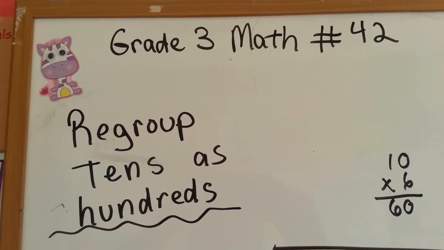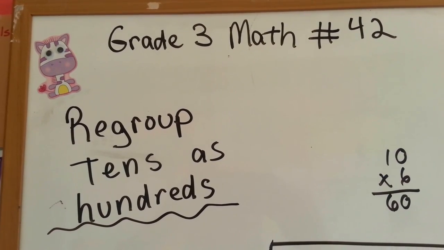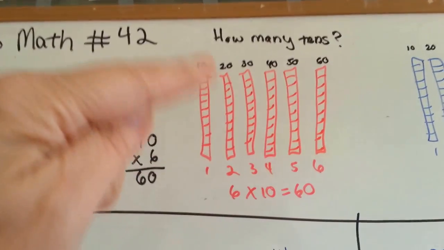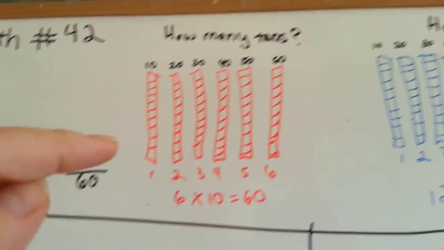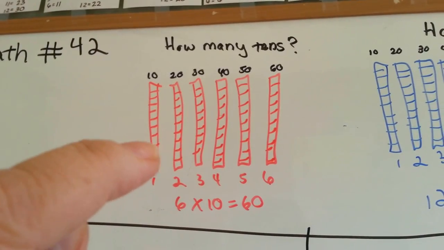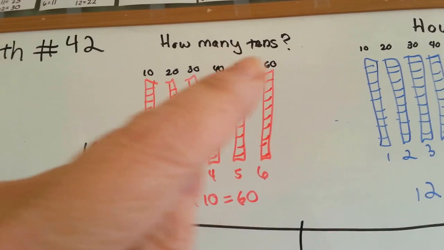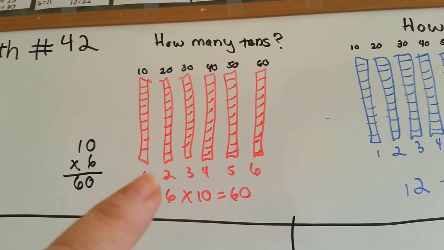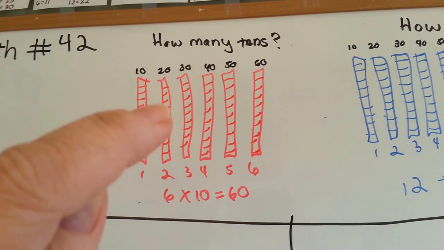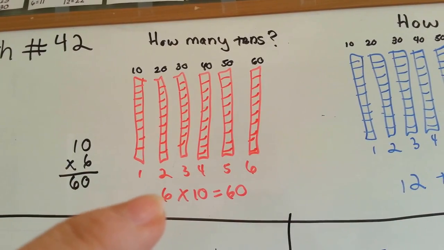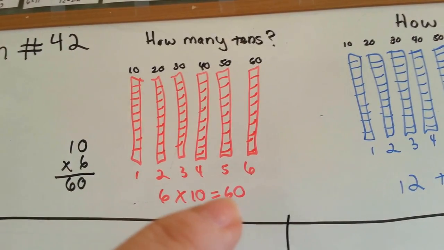Grade 3 Math, number 42. Regroup tens as hundreds. When you have bars of tens, you can count them very quickly. We have 1, 2, 3, 4, 5, 6 bars of tens. See? How many tens? There's 6 of them. And we can say 10, 20, 30, 40, 50, 60. So 6 tens, or 6 times 10, is 60.